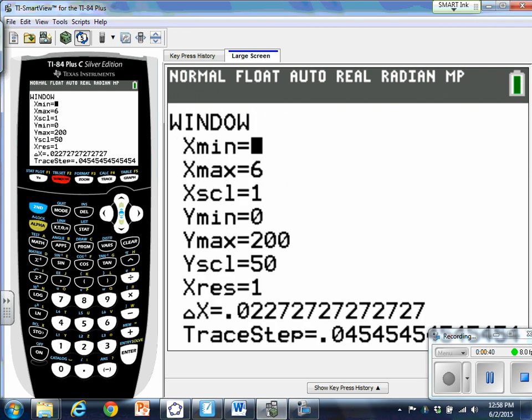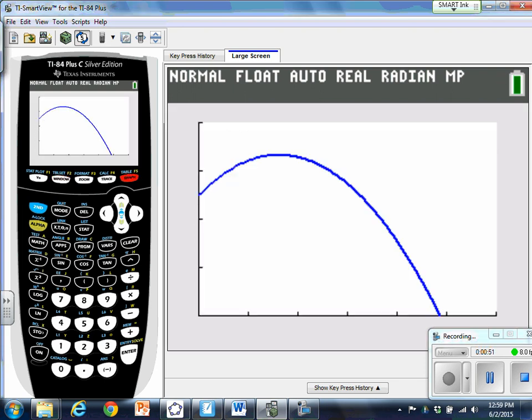This matches the grid that was given to you on your paper. We really only need to go from 0 to 6 seconds, and for the y's I went up to 200 with a scale of 50. And we can see it looks like that. So we have a vertex somewhere up here where you could use the maximum command to find that, and then use the zero command on the calculator. I'm not going to spend time doing that since we've done that before.